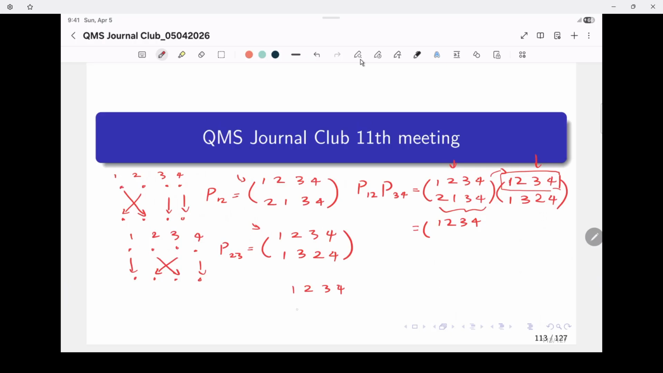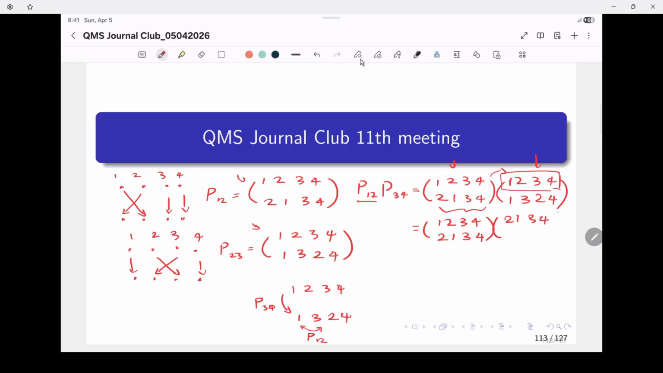You need to write down 1, 3, 2, 4, and then you need to permute between these two again because of P12. So this first step of permutation is P34. Then you have a second permutation P12. So mathematically speaking, it's easier for you to do it this way. So you write 2, 1, 3, 4.